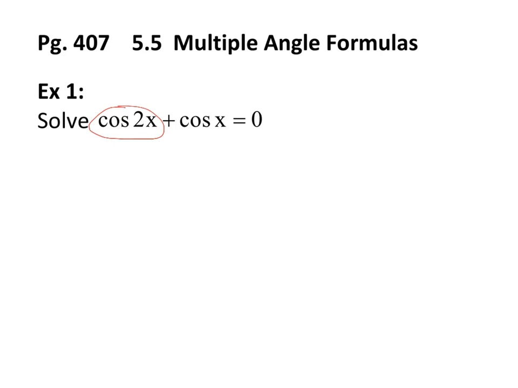Okay, so cosine of 2x, I'm going to substitute 2 cosine squared of x minus 1. Okay, and then I have plus cosine of x equals 0. Okay, now I have a quadratic structure.